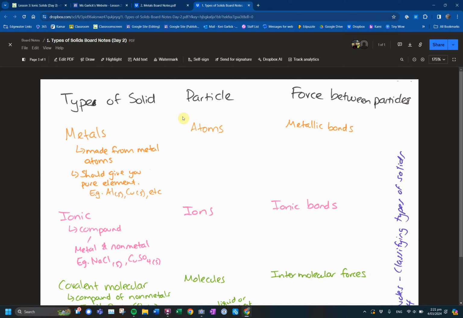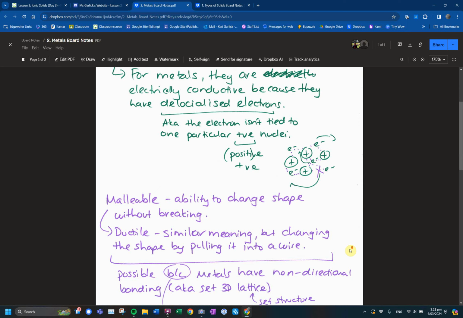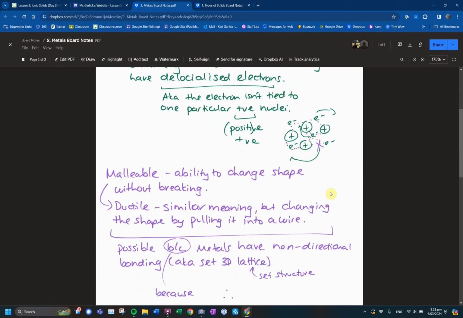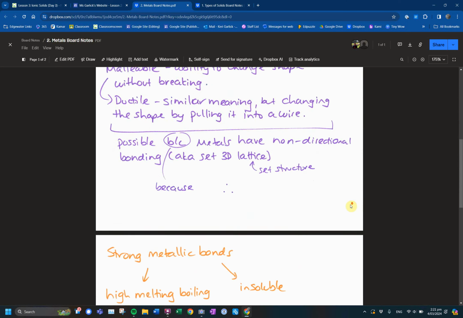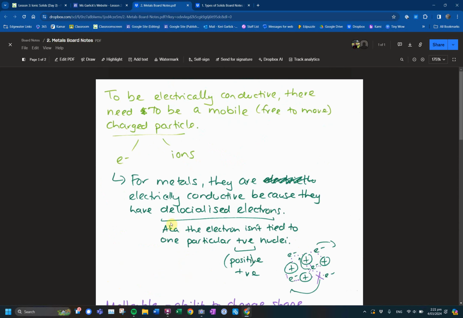Like I said, talking about what they're made up of, atoms are their particle, and the bond that holds them together is the metallic bond. When you go to justify their property, you're going to be using a combination of what the particle is and its structure, and then the bond that is holding that structure together, depending on what property you're talking about. We looked at their malleability and how they have the ability to change without breaking, but they have that strong metallic bond, making them high melting point and insoluble in water. So that's the crash course in the metallic solids.